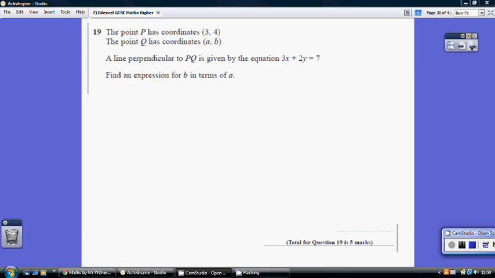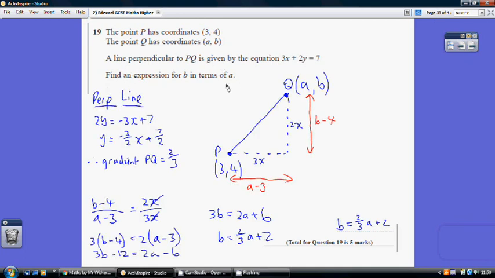Question 19. So let's start off with the line which is perpendicular to PQ. So the 3x plus 2y equals 7. Now we want to rearrange this into y equals mx plus c format so we can see what its gradient is. So we want to make y the subject. So I've started off by taking away 3x from both sides. Done that over here. And then I've divided by 2, giving me y equals minus 3 over 2x plus 7 over 2. So the gradient of my perpendicular line is minus 3 over 2.